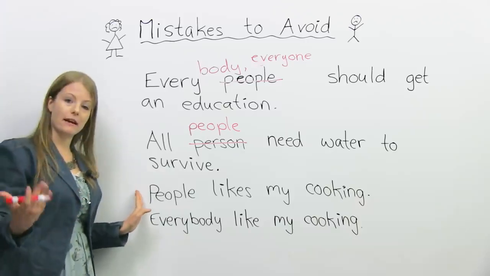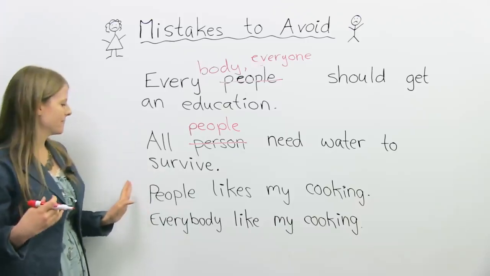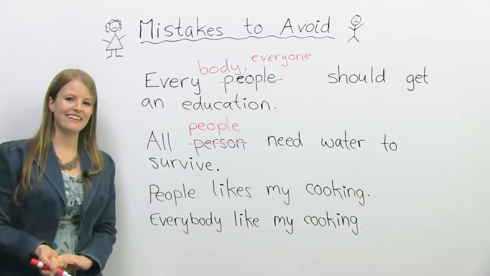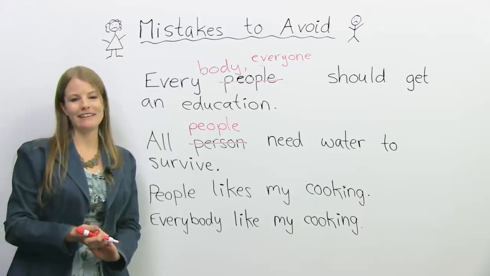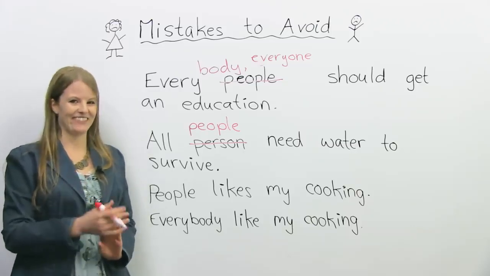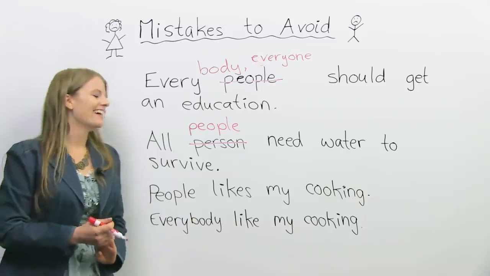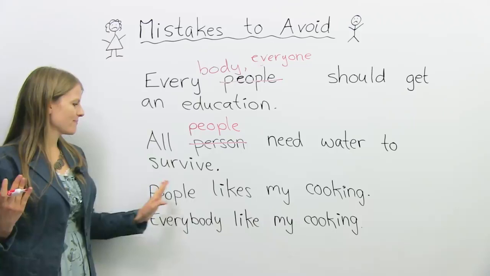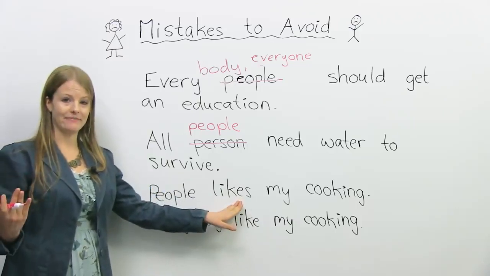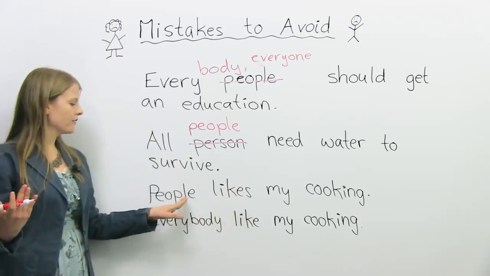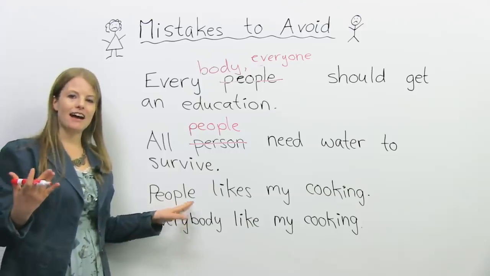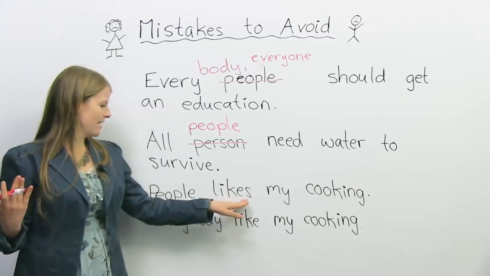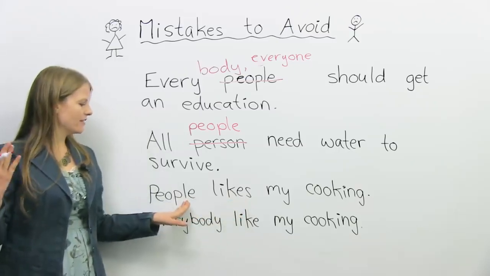Okay, here's another example of a mistake a lot of students make. People likes my cooking. Okay, so what's the mistake here? Well, one mistake is nobody likes my cooking. Okay, so that's the first one. People don't like my cooking. But the grammar mistake is with the verb likes. A lot of students, when they see people, they think, people, it's many, so they like to add an S here. It shouldn't be that way.